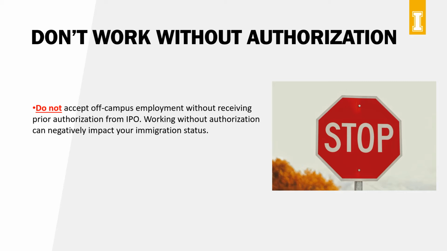This next rule of maintaining your status may be one of the most important. Please do not accept off-campus employment without receiving prior authorization from the IPO. Working without authorization can negatively impact your immigration status. If you are found to be working off-campus illegally, the IPO is required to terminate your SEVIS record. If you have any questions about work authorization, talk to your International Programs Officer before working.